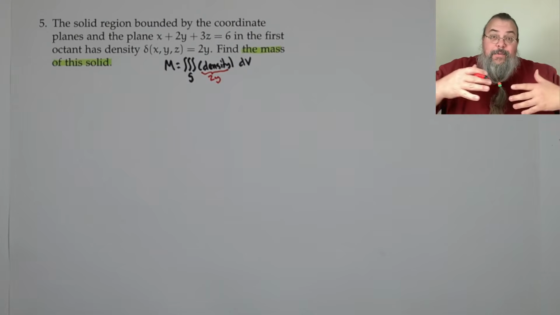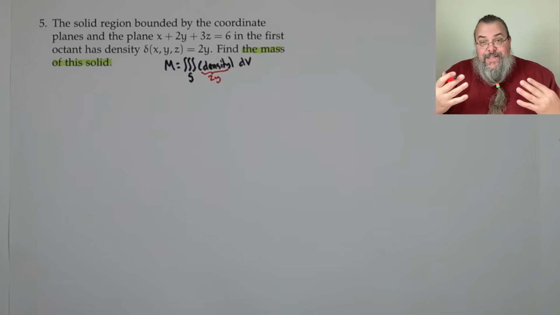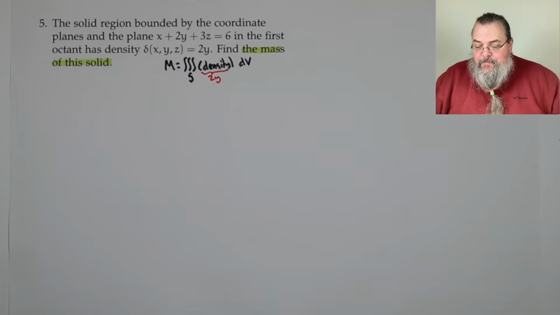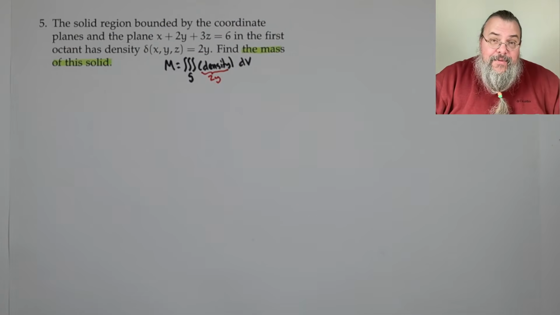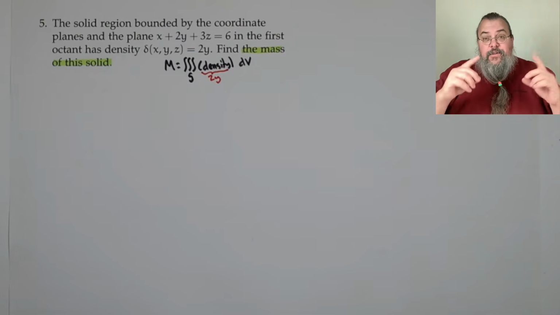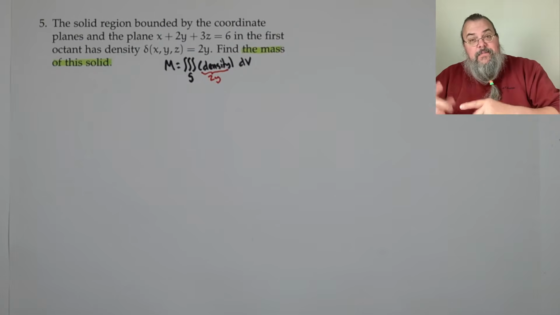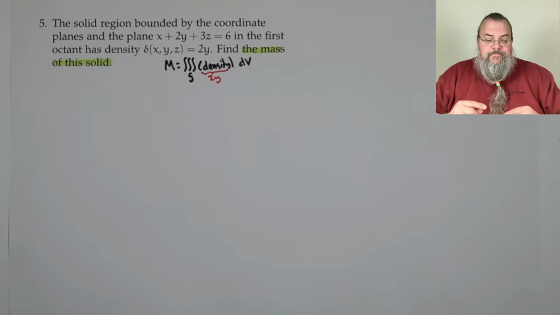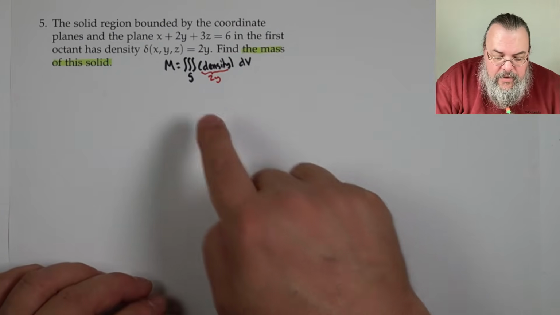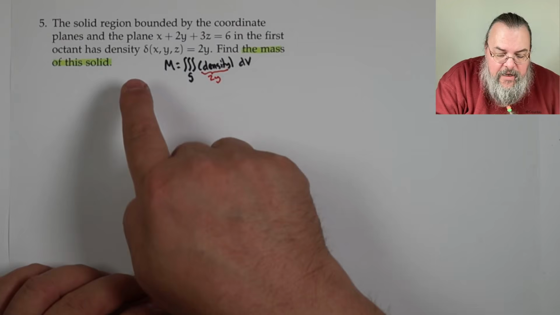We have x, y, z. We have to integrate each one of those. How do we pick? Before we answer that question, let's look at our region, because sometimes the way we integrate is determined by region, sometimes it's by function, sometimes it doesn't matter, and sometimes it does. So before we decide our order, let's talk about our shape.